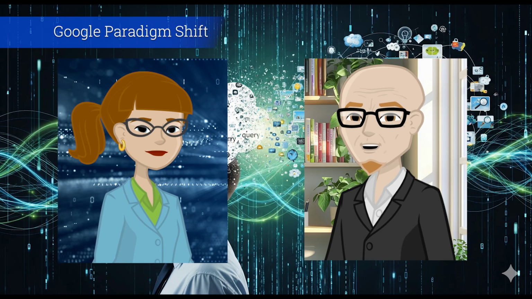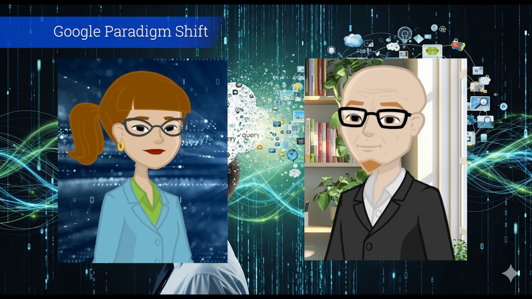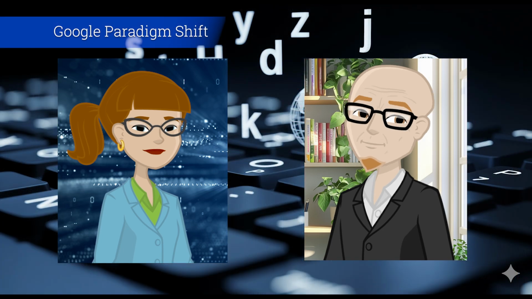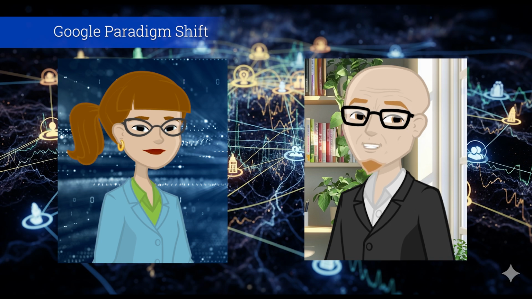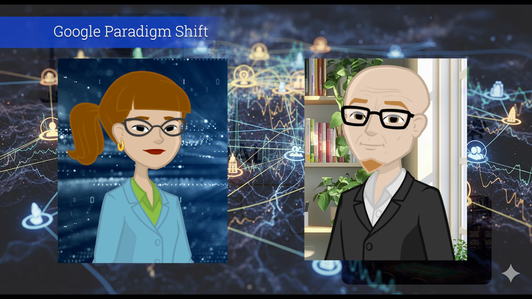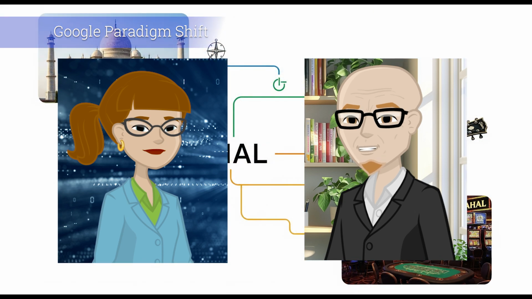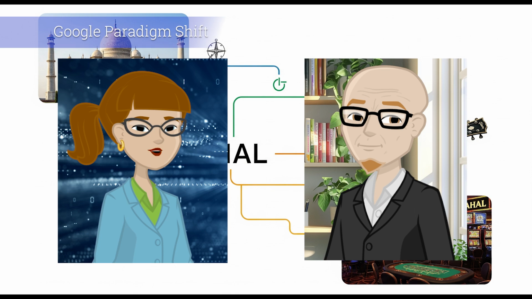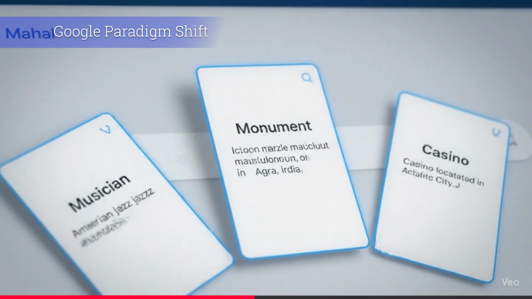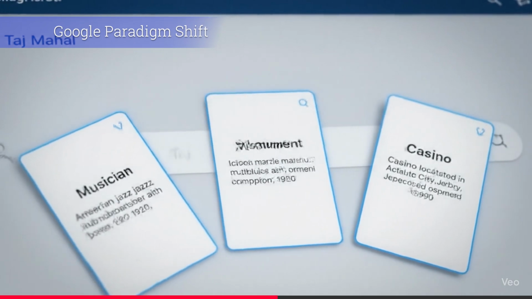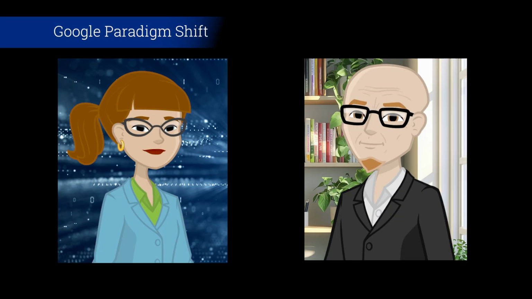Google's knowledge graph back in 2012. That really changed things, right? It totally shifted what we expected from search. We went from just searching for text strings, just matching characters, to understanding actual things: people, places, concepts, and critically, how they're all connected. So suddenly, searching for Taj Mahal, the system knew: do you mean the monument or the musician or the casino? That was huge.